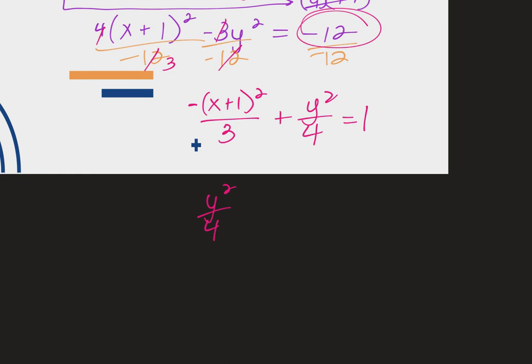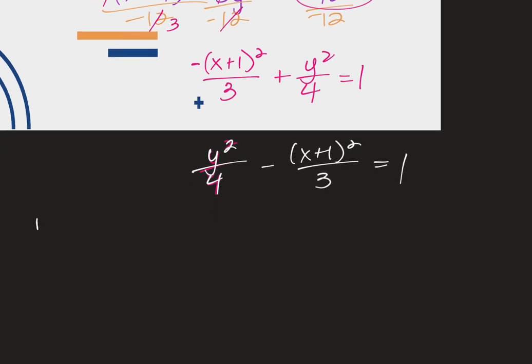Hang on, sorry. Y squared over 4 minus x plus 1 squared over 3 equals 1. So you want the first term to be positive. Yeah. So if this were the case on the test and it had a negative part, it would be a hyperbola, we should switch it. Correct. So now I know it's a hyperbola.